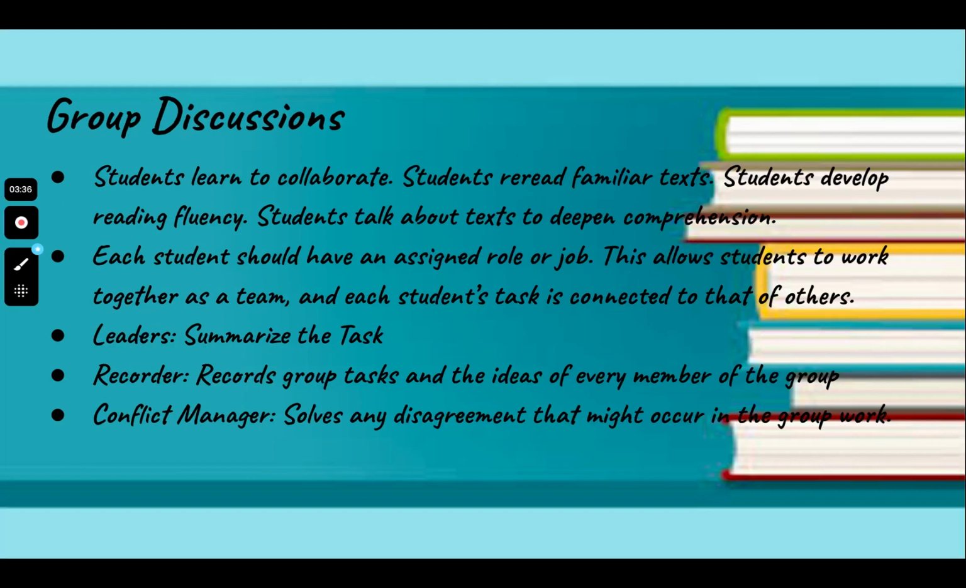Next is group discussions. During this, students learn to collaborate, students reread familiar texts, and students develop reading fluencies. Students can talk deeply about the text and deepen the comprehension of it. Each student should be assigned a role or a job, and it allows students to work together as a team, and each student's task is connected to that of others.